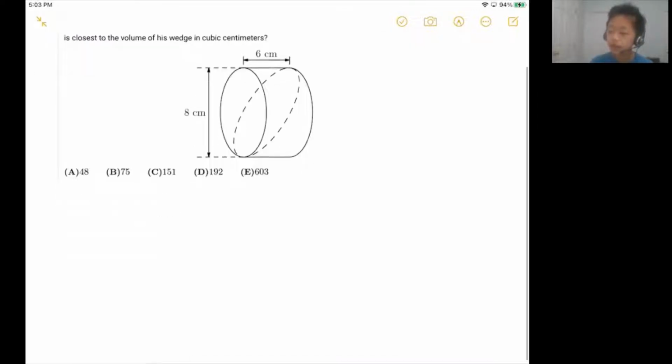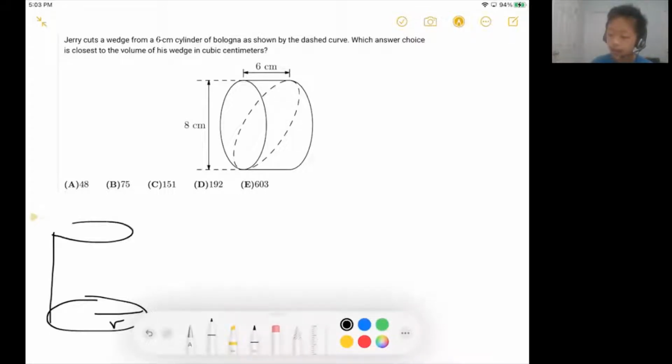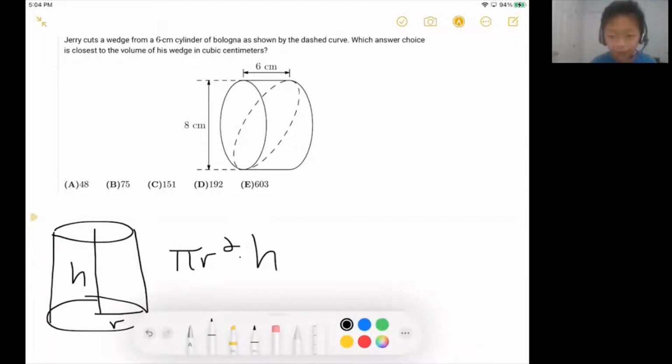So if you have a cylinder with a base radius of r, and let's say the cylinder has a height of h, then the formula for the volume of a cylinder is going to be pi r squared times h. And this formula is good to memorize if you don't know it already.